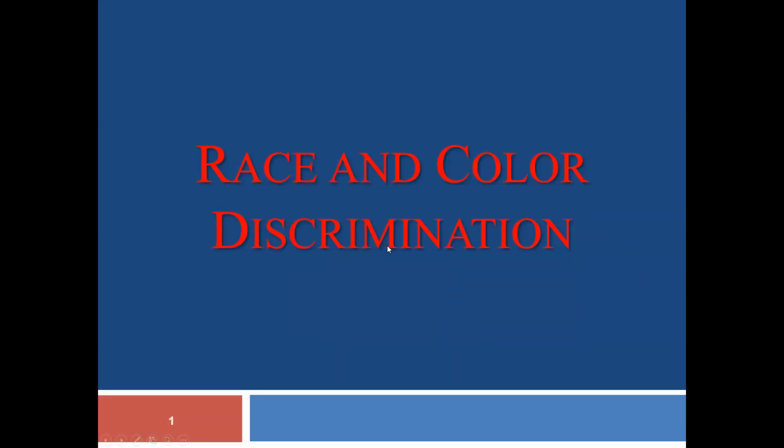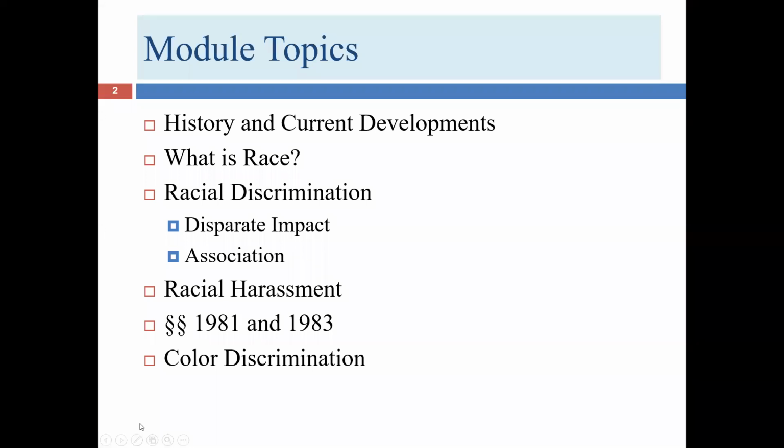Welcome to our first presentation, in which we'll be relating to Chapter 6, which is about race and color discrimination. Let's begin. We're going to talk a little bit about the history of racial discrimination in the United States, very briefly talk about that. Then talk about the concept of race. Next, talk about the protections that are afforded under Title VII and other statutes relating to racial discrimination.